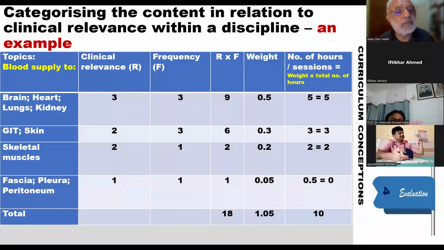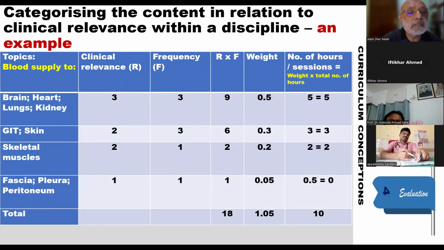Our impact would be very high in terms of brain, heart, lungs, and kidney. Frequency would be very high. So it would get the maximum time allocated to be taught about the blood supply. Whereas, for example, fascia, pleura, and peritoneum would probably get much less time as compared to the time allocated for teaching the blood supply to brain, heart, lungs, and kidney.